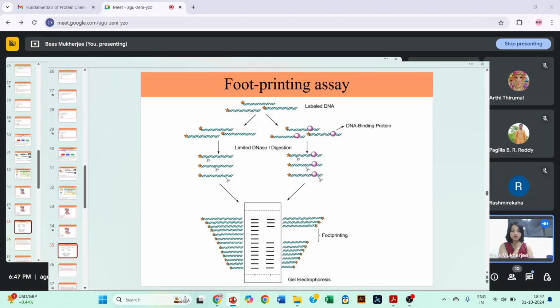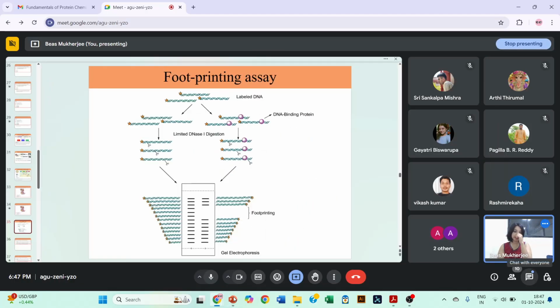Now we go to a biophysical technique required for studying protein DNA interactions. This is called footprinting. Footprinting can be done for DNA, and it can be done for RNA. What is a footprint? Let's say there is a transcription factor, and this is the DNA, and the transcription factor is binding to this DNA like this.